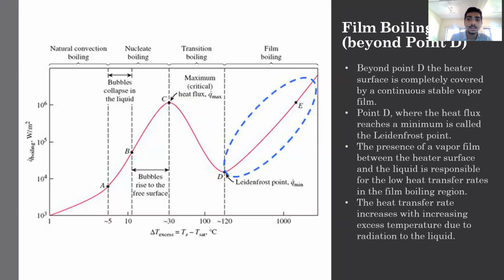So let's see the last part, which is film boiling, after point D. Beyond point D, the heater surface is completely covered by a continuous stable vapor film. Point D, where the heat flux reaches the minimum, is called the Leidenfrost point. Thus, the presence of a vapor film between the heater surface and the liquid is responsible for the low heat transfer rates in the film boiling region. The heat transfer rate increases with increasing excess temperature due to radiation.